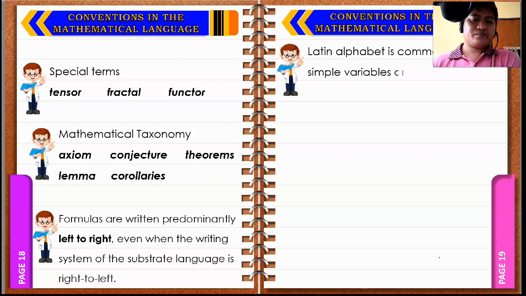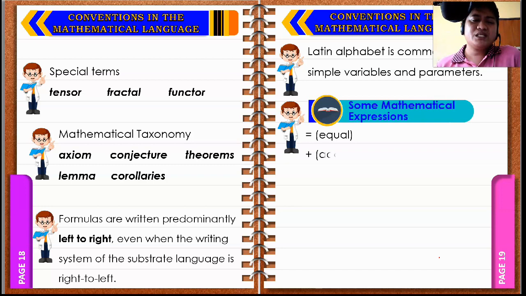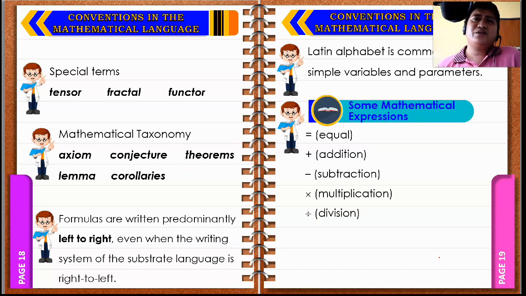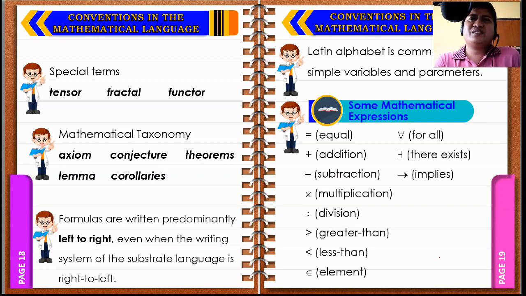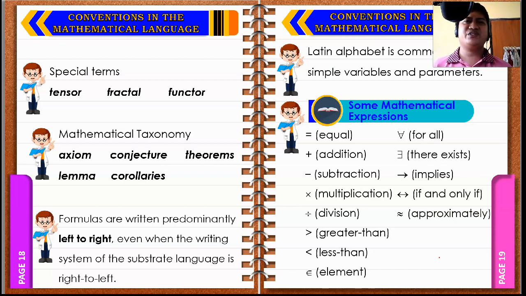So the Latin alphabet is commonly used for simple variables and parameters, while the Greek alphabet is usually used for some parameters in mathematical language. These are some of the mathematical expressions that you may encounter in the preceding topic. So we have the equal sign, addition, subtraction, multiplication, division, greater than, less than, element.